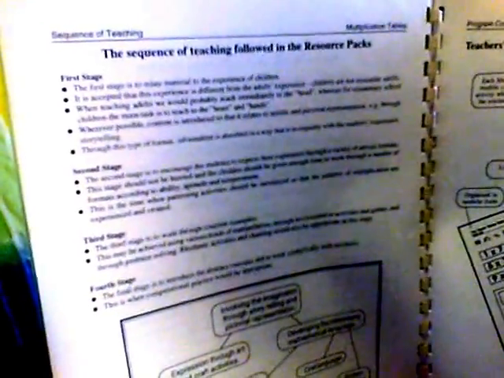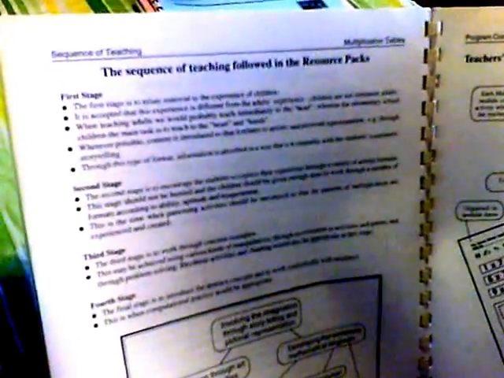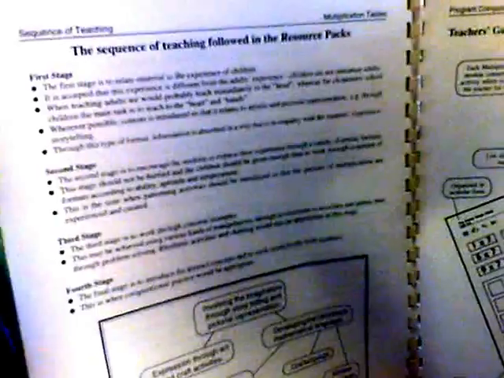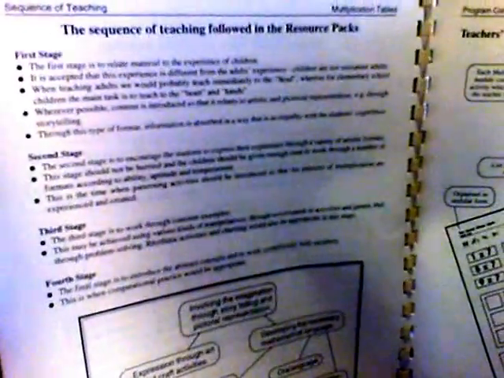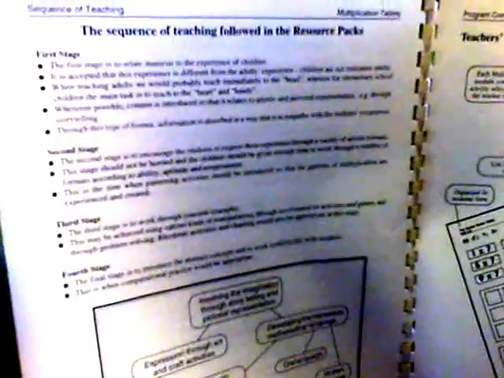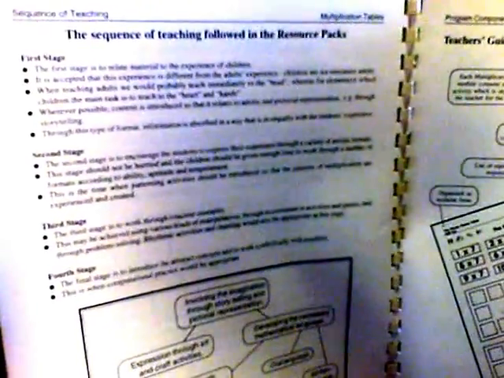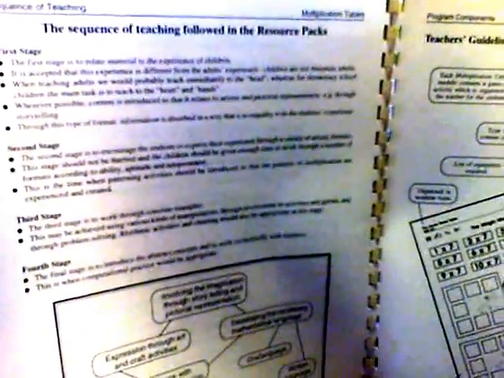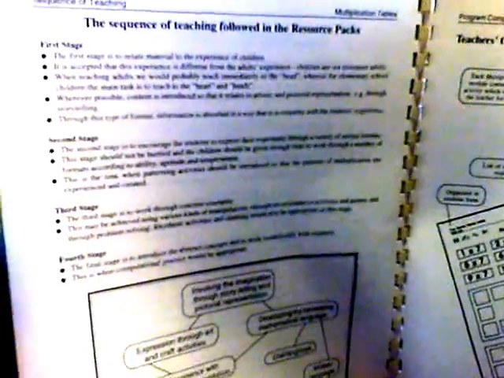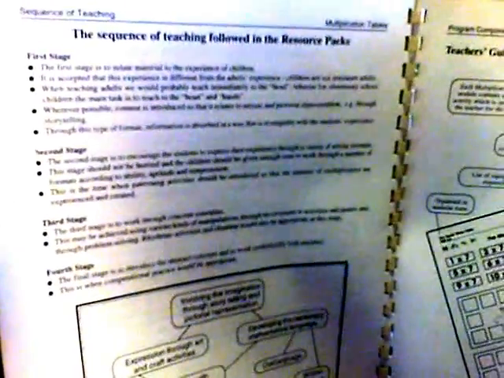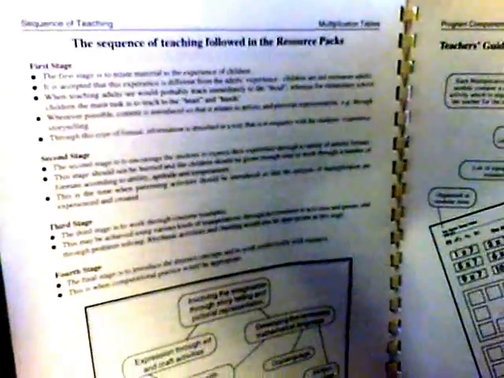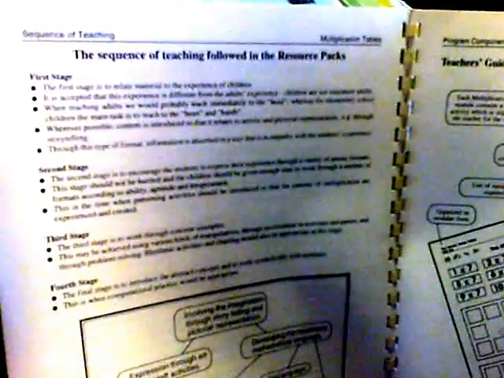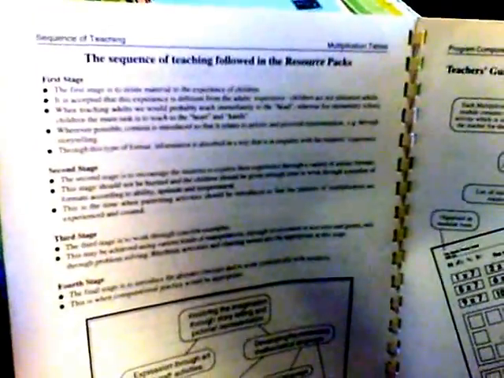When teaching adults, we would probably teach immediately to the head. For elementary school children, we need to teach to the heart and the hands. So wherever possible, content is introduced so it relates to artistic and pictorial representation, and we regard storytelling and dramas where they're appropriate as extremely important in this regard. So if the student absorbs information in this way, it is in empathy with their own experience.